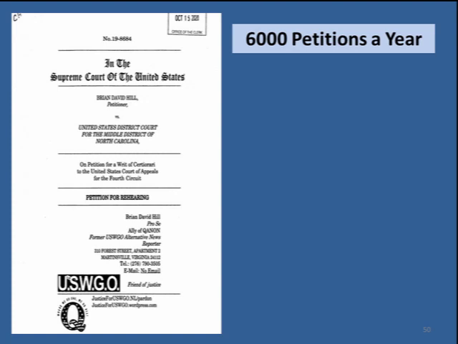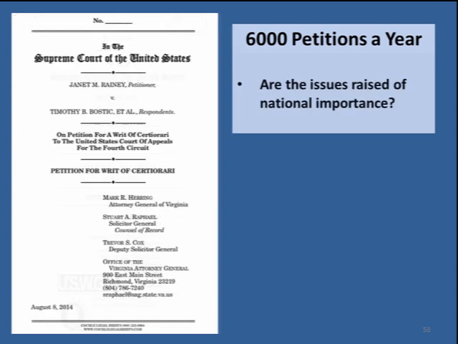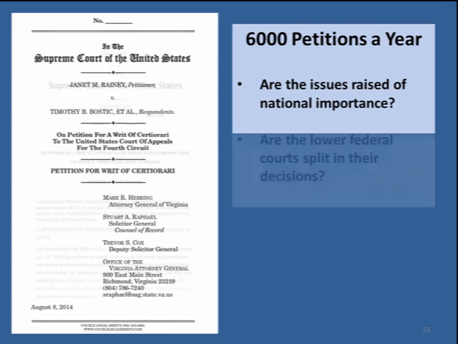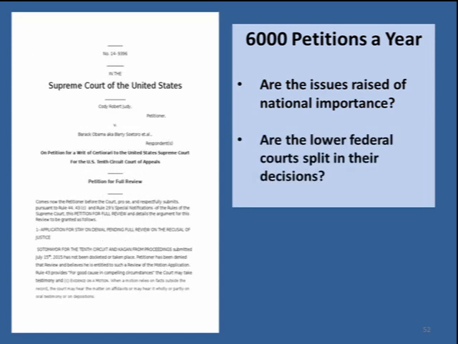Every year, about 6,000 petitions are made to the U.S. Supreme Court. Of those, only about 60 cases are chosen to be heard by the court. Two factors that help the court decide whether to hear a case are whether the issues raised are of national importance and if the lower federal courts are split in their decisions on the case.